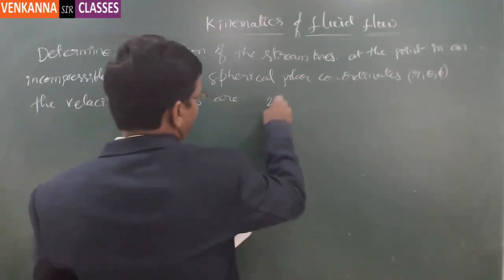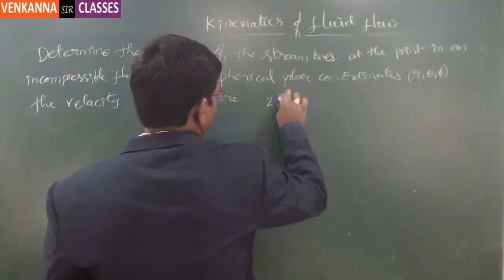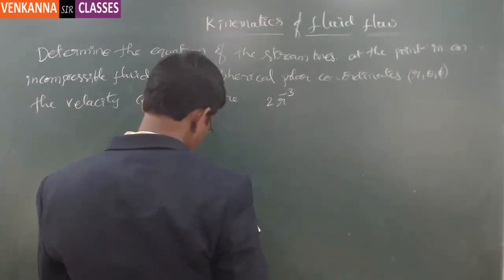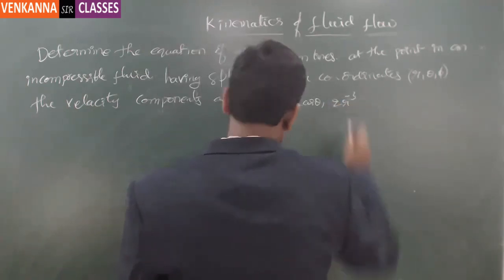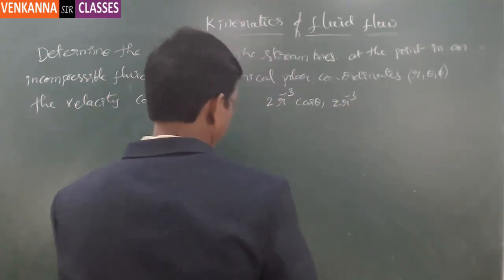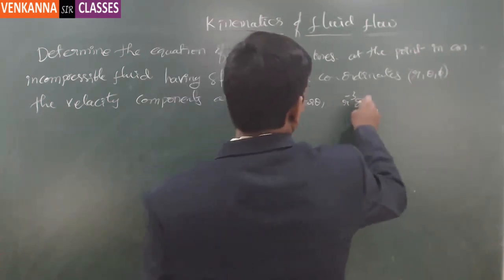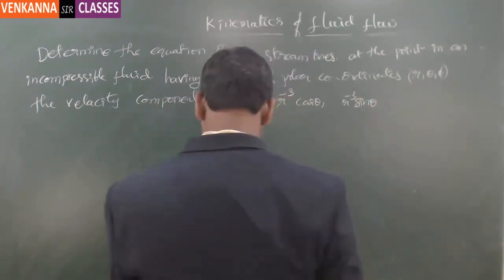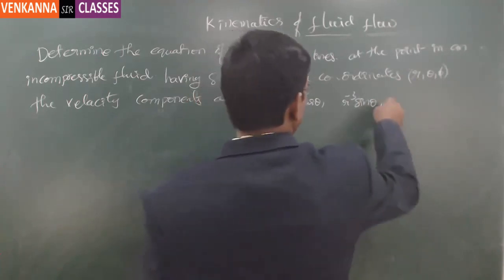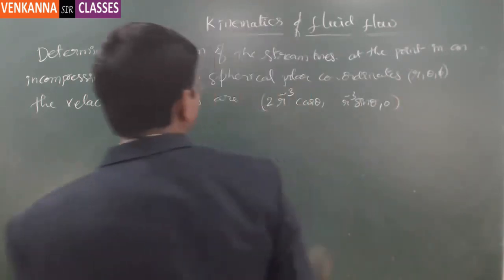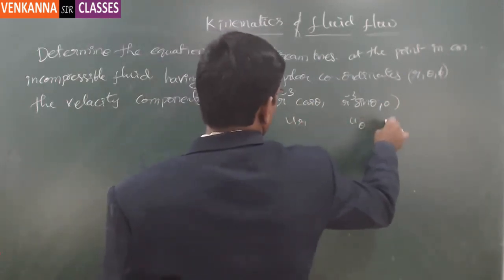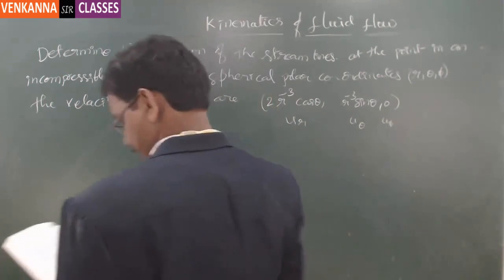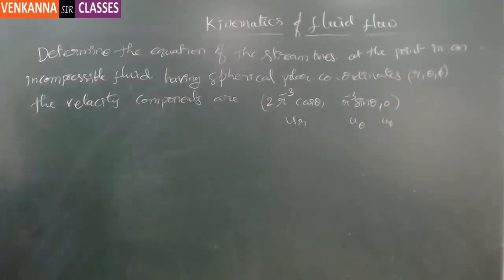2r^-3 cos theta, r^-3 sin theta, 0. So these are the velocity components. This is ur, this is u theta, and this is u phi. Now can you solve on your own?